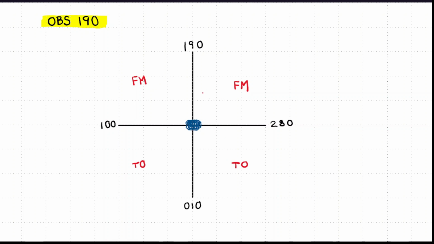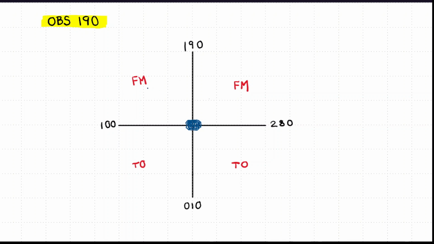So think about it like this, right? If you set 190 here, and your plane is right over here, you're on the other side of that station. You're not heading to the station anymore, you're heading outbound this way. Now if you're on this side, you're going to be heading to the station, right? The station's right there. So anything on this side is going to be a to flag. Now let's talk about an example here.